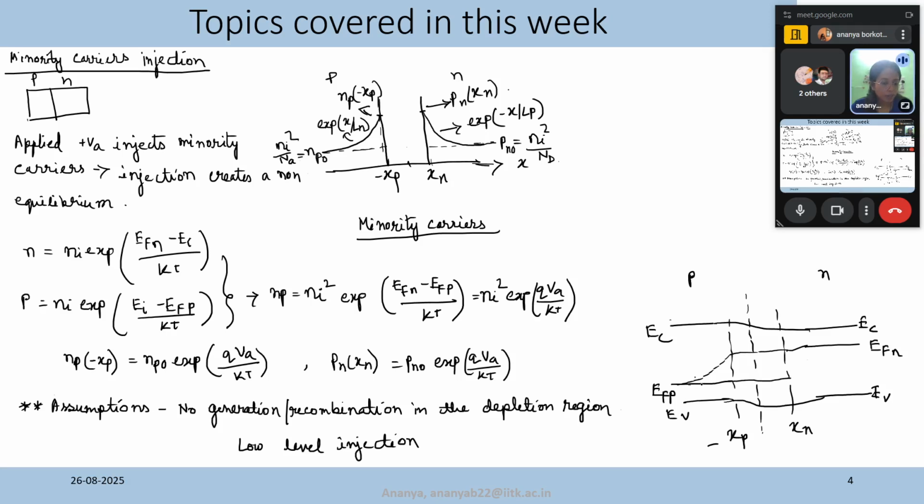Similarly for holes, EFp is the same here, and in this region there will be excess holes, so the Fermi level of holes will be closer to EV on this side, but overall away from the junction it will come to the majority carrier Fermi level. Please brush up your quasi Fermi level concept for this diagram. I hope you remember all these things. So this is how the quasi Fermi levels vary in a p-n junction in case of forward bias.